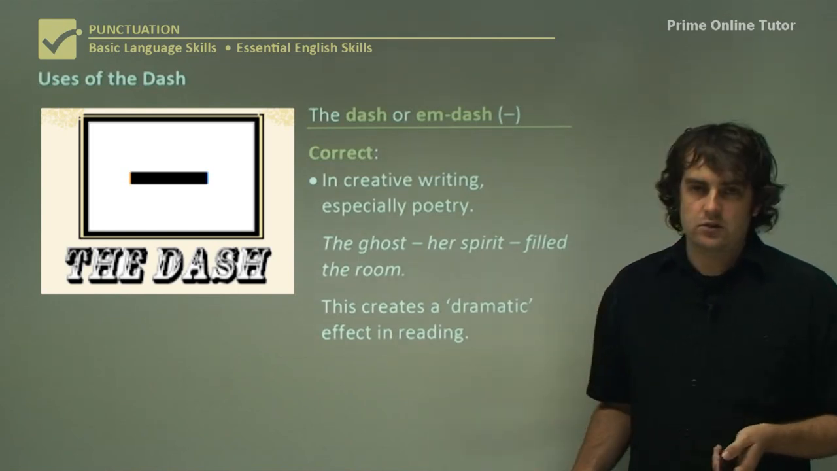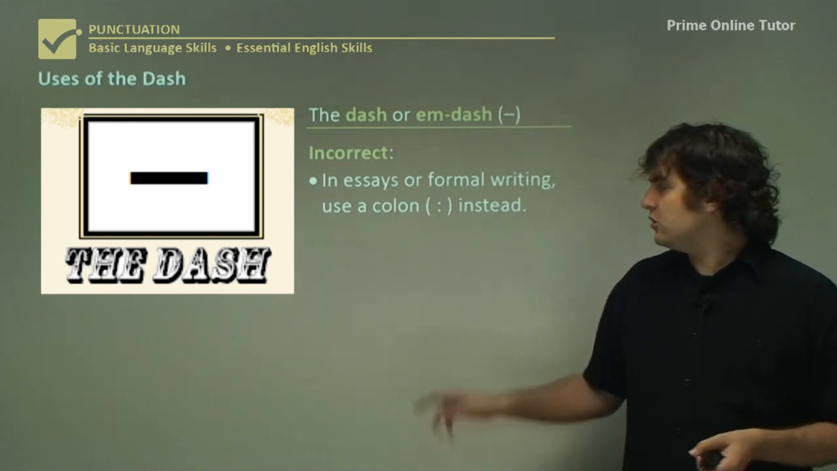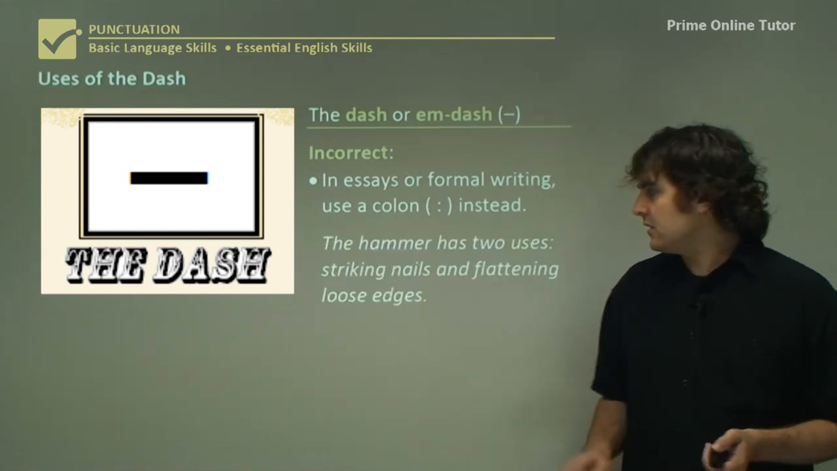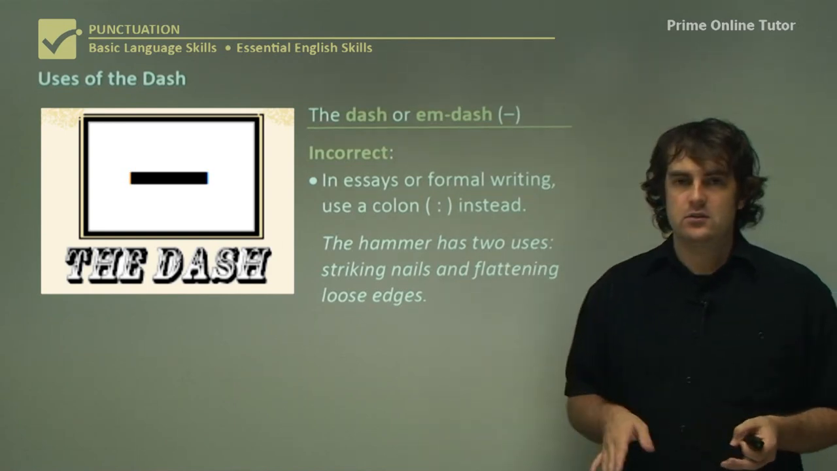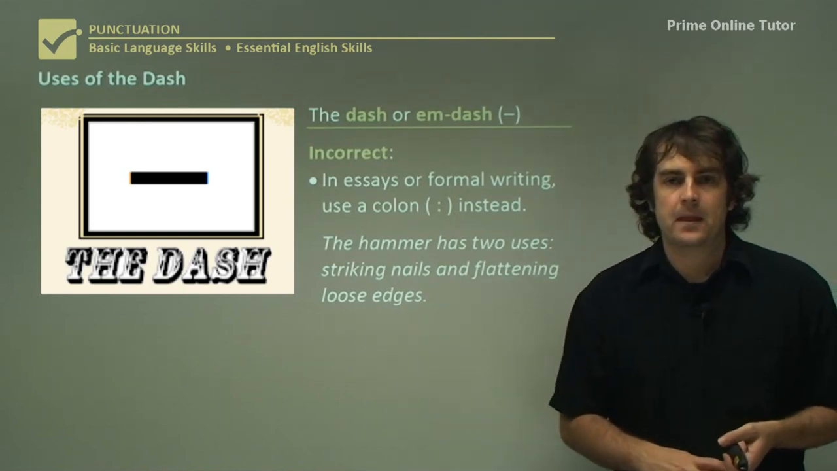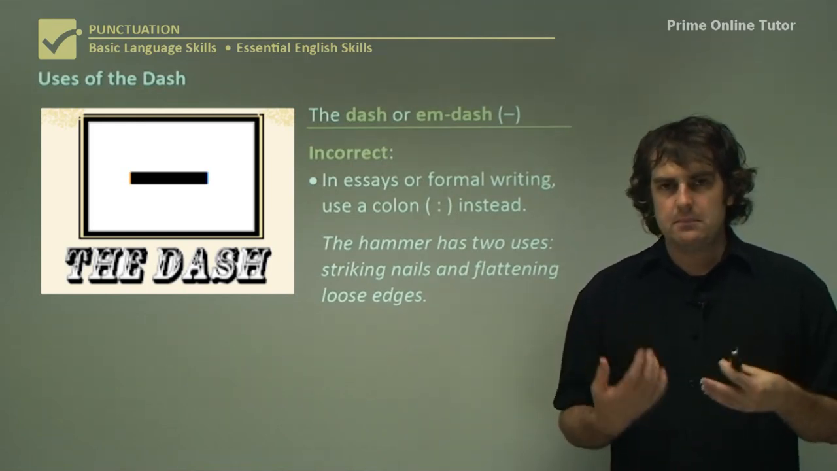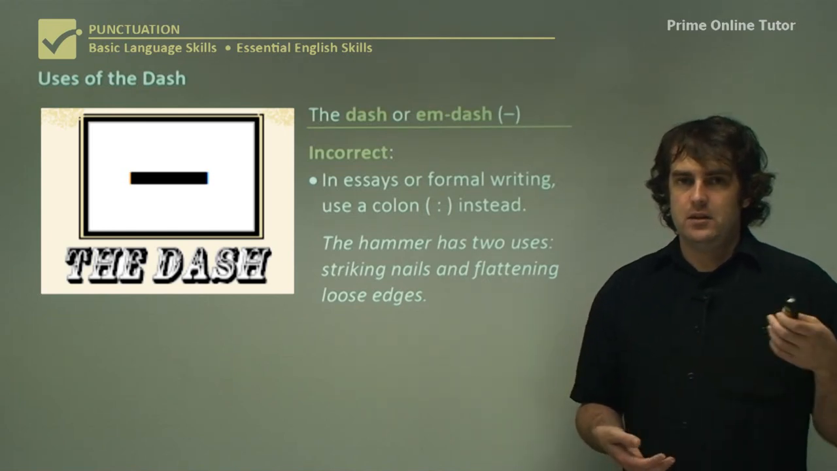Now this is the correct use. The incorrect use is in essays or formal writing, where you would use a colon instead. For instance: the hammer has two uses, striking nails and flattening loose edges. That's basically the same reason you would use a dash there. So it makes it much simpler and much neater, especially for an essay.